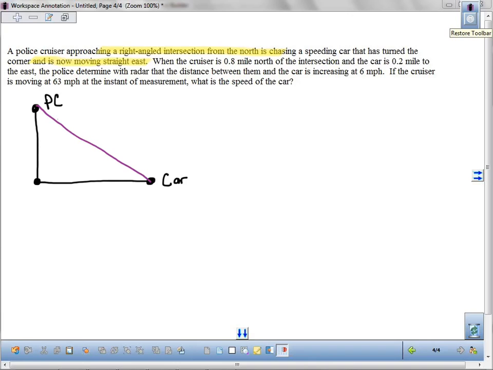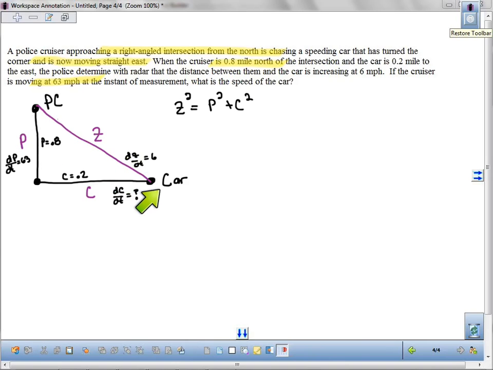So we are given that at this specific moment in time, the police is at 0.8 from the intersection, the car is at 0.2. The rate of the police cruiser is 63, and at this specific moment in time, the rate that is increasing between them is 6 miles per hour, and we're trying to find the speed of the car, so dc.